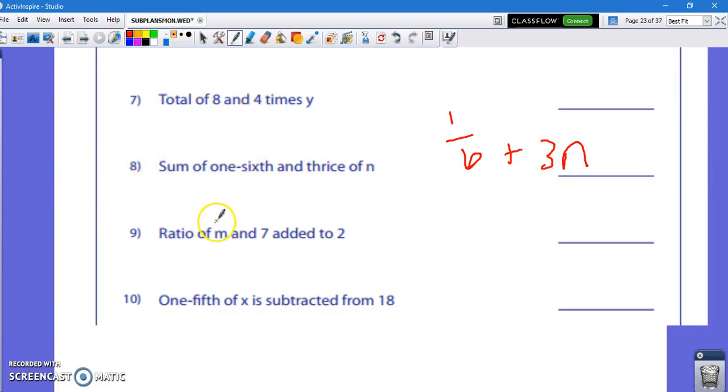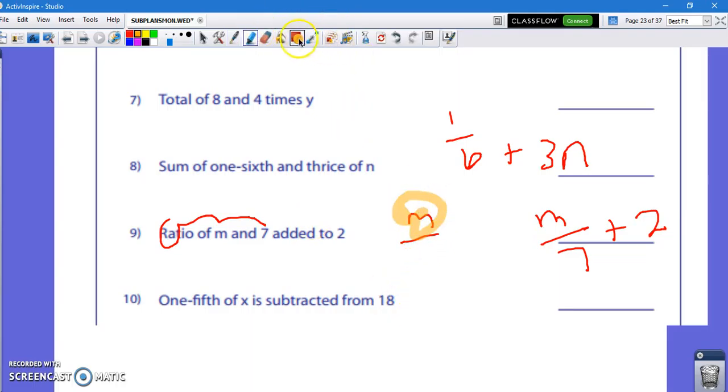Next one: ratio of m and 7 added to 2. Ratio means divide, so we've got a ratio of m and 7, plus 2. The ratio of m and 7 added to 2.